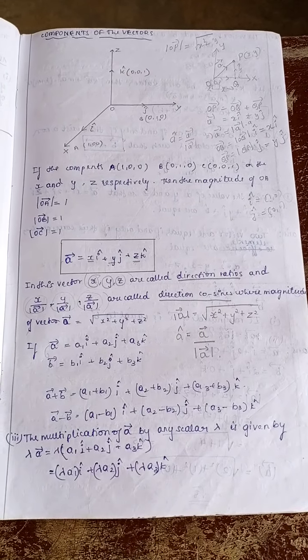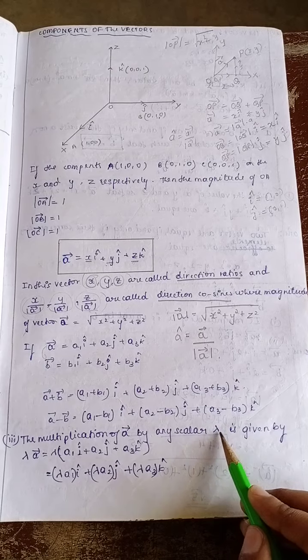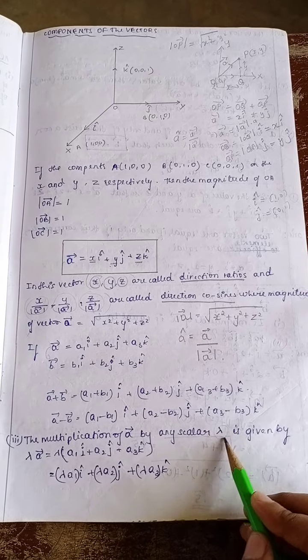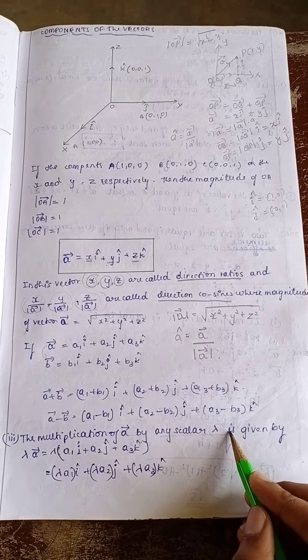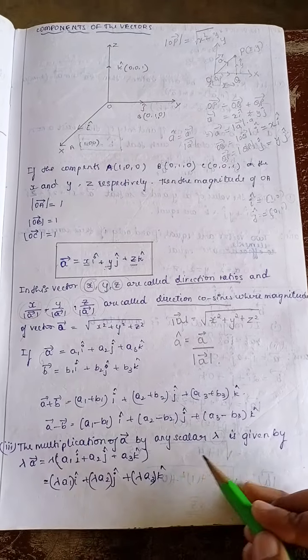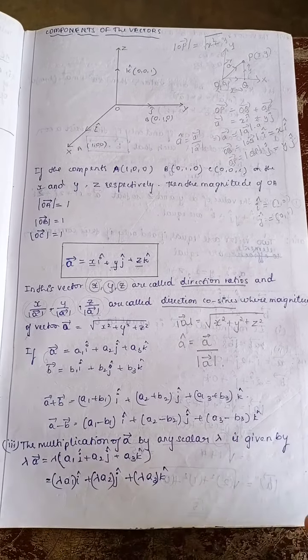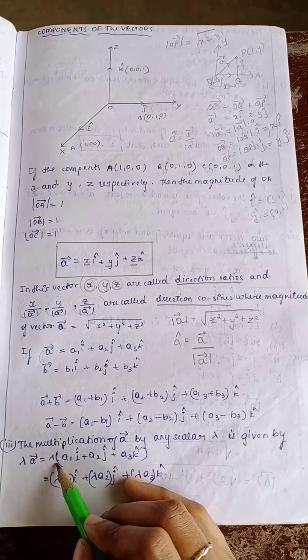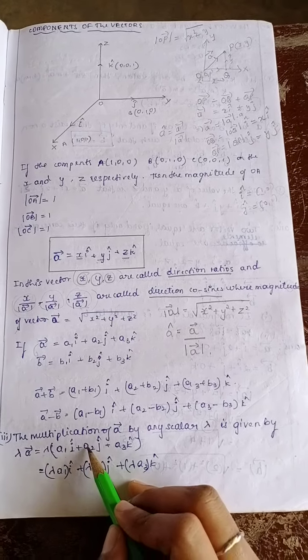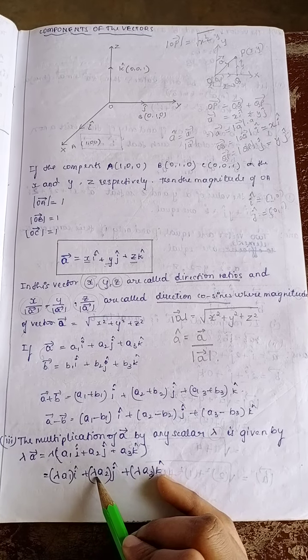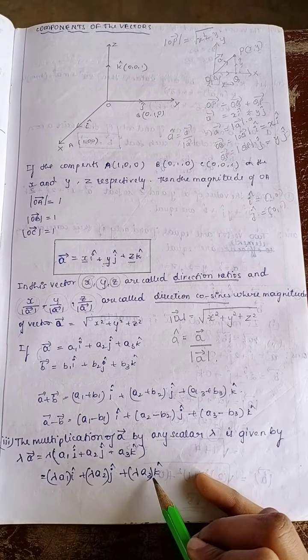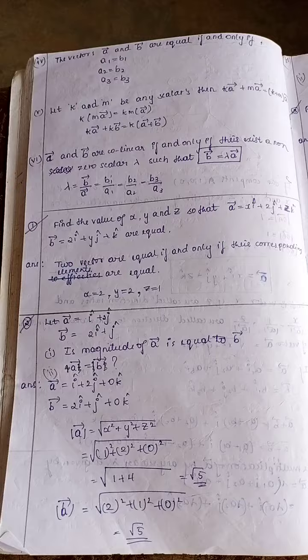Next is the multiplication of vector A by a scalar lambda. Scalar lambda means it may be any real number, either positive or negative. While multiplying a scalar with any vector, we are multiplying this scalar with the scalar components. That is, lambda into a1, lambda into a2, lambda into a3, so lambda A is equal to lambda into a1 into i cap plus lambda into a2 into j cap plus lambda into a3 into k cap.